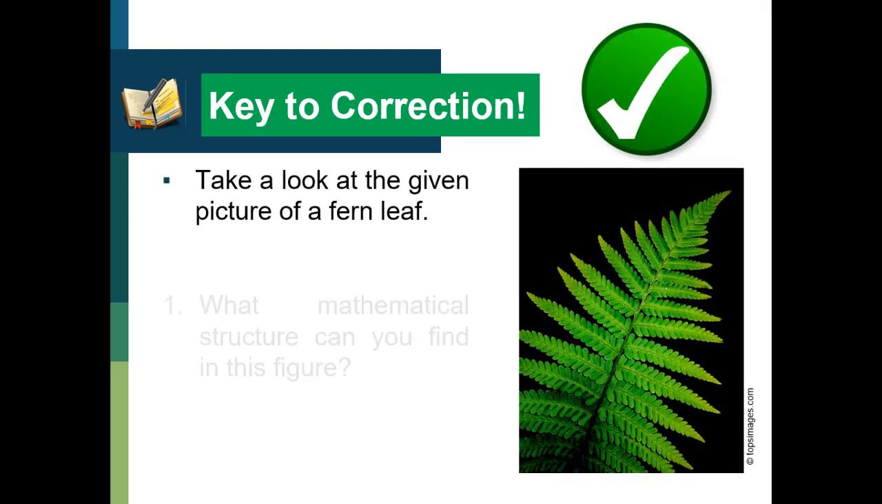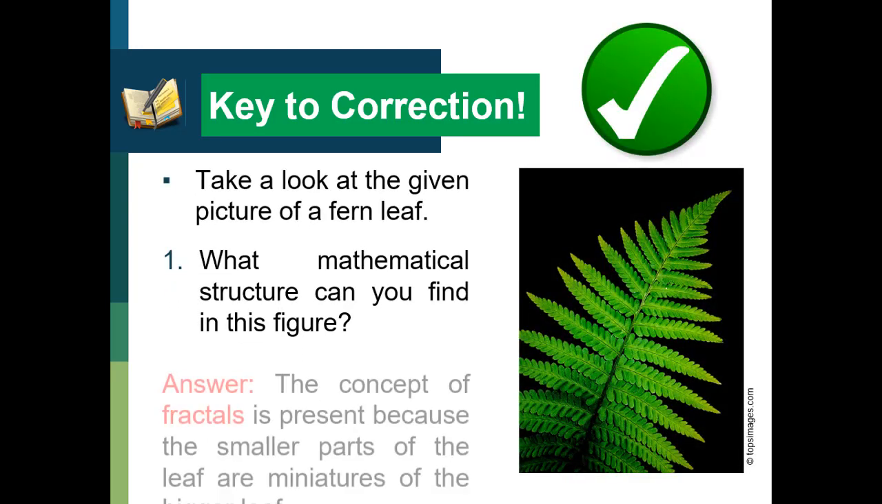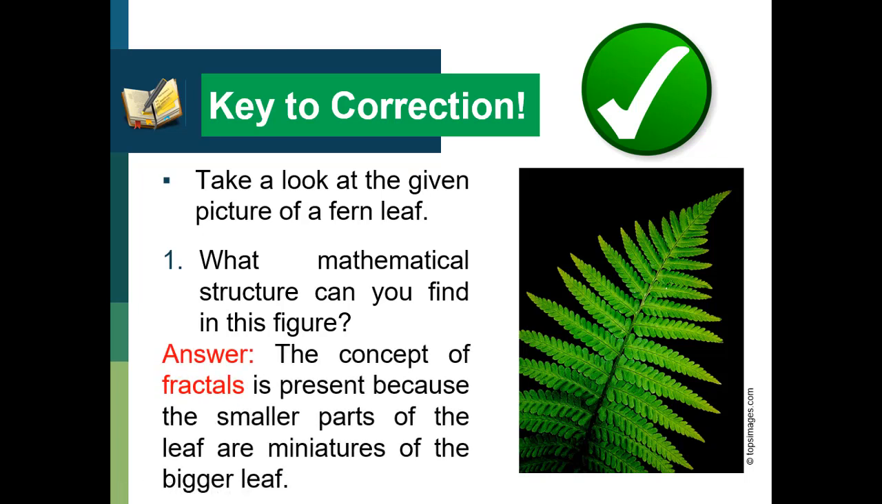Here's now your key to correction. The mathematical structure that is evident in this figure is the concept of fractals, because the smaller parts of the leaf are miniatures of the bigger leaf. See? Like the Romanesco broccoli, because it is composed of smaller leaves that somehow resemble the bigger fern leaf. Now, if you can see other mathematical concepts in this figure, well, that is okay. That means that you're very creative and rational in thinking of possible patterns that you can see in some elements of nature.